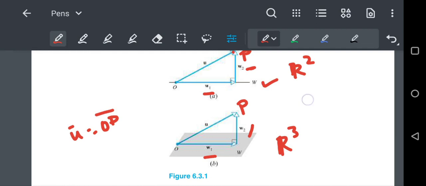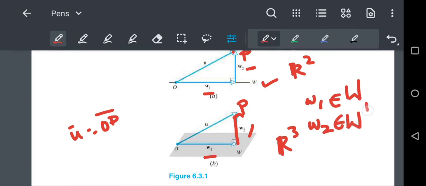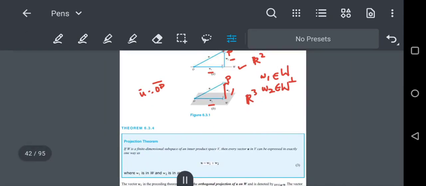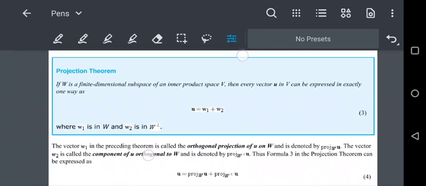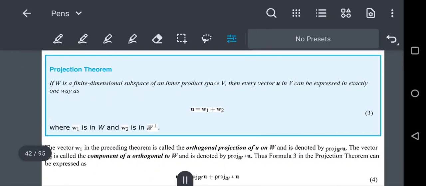So what we can tell here is that W1 is contained in W, and W2, which is the perpendicular drawn to W, surely belongs to W perp. And we have already discussed that W and W perp are orthogonal complements of each other. Now comes the concept of the projection theorem.